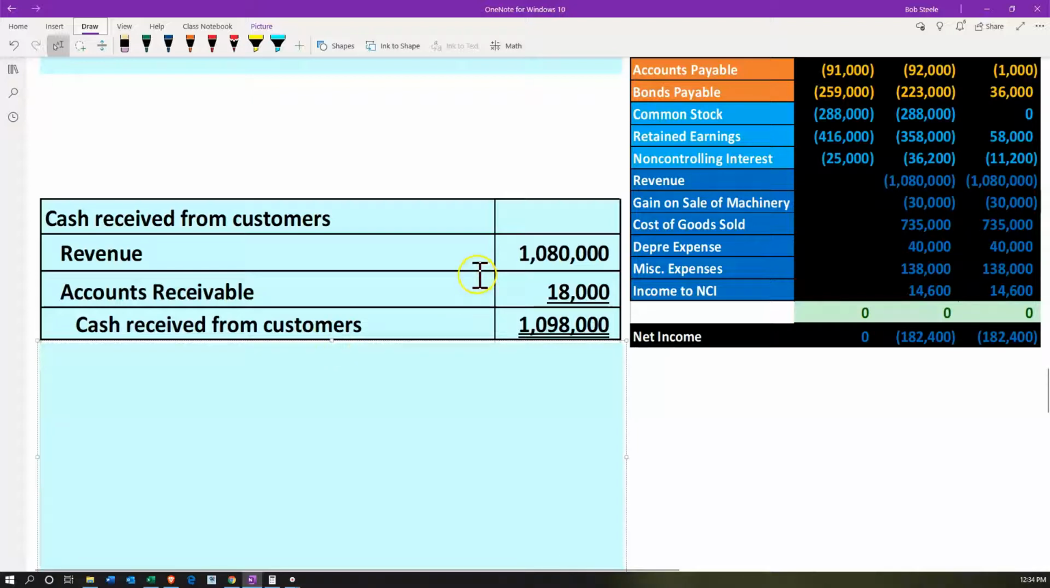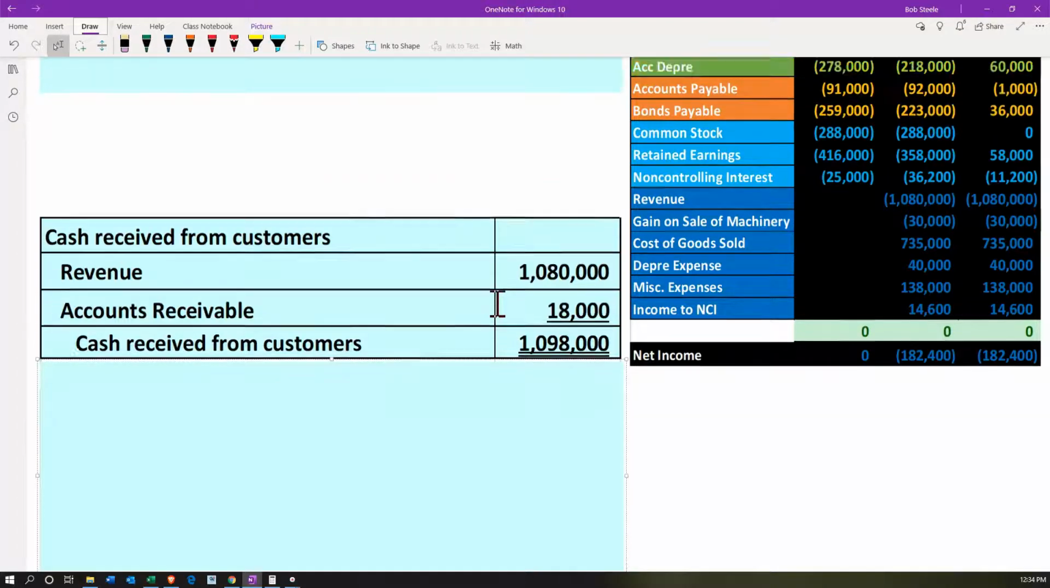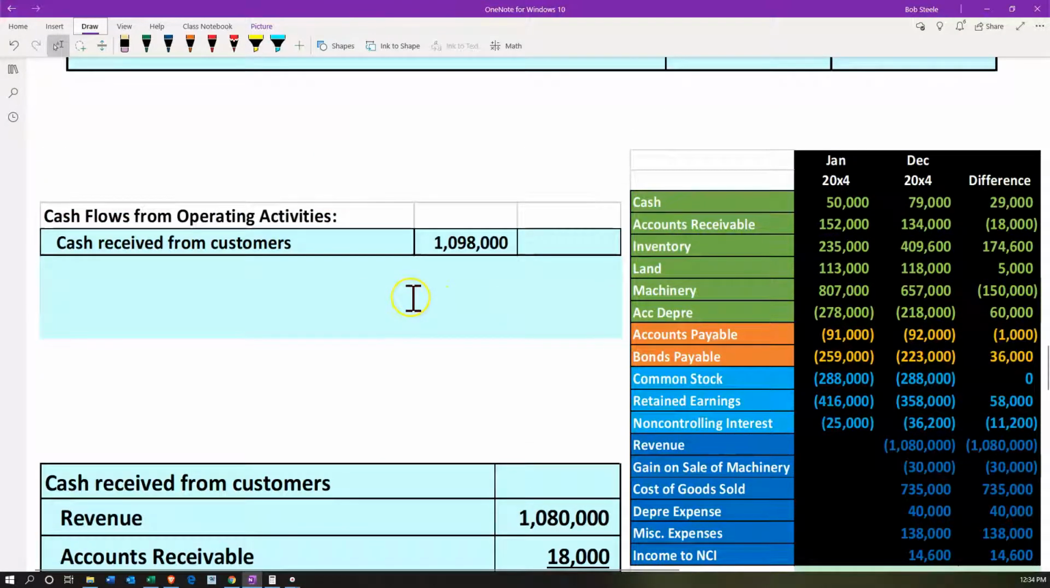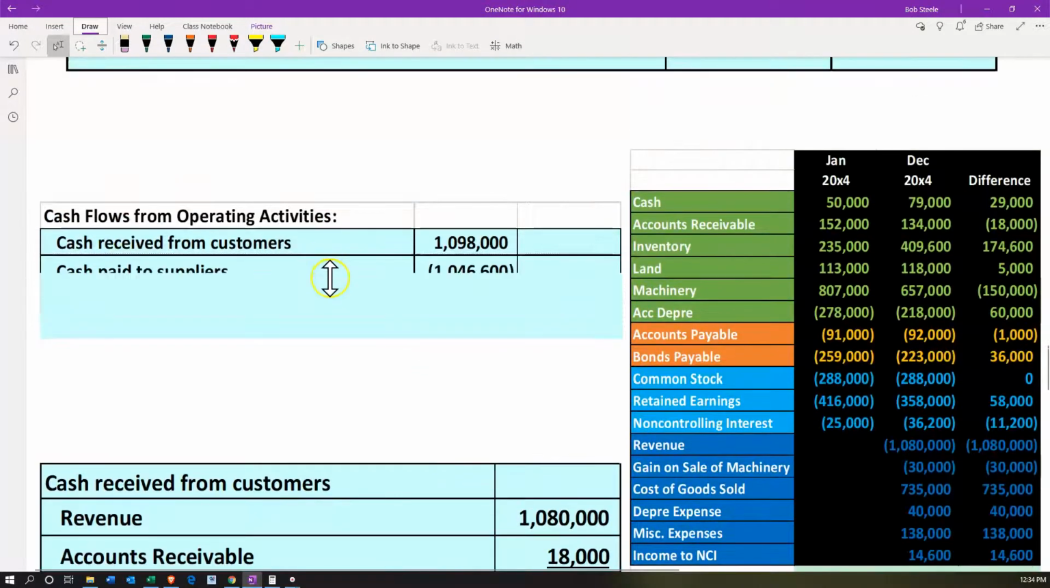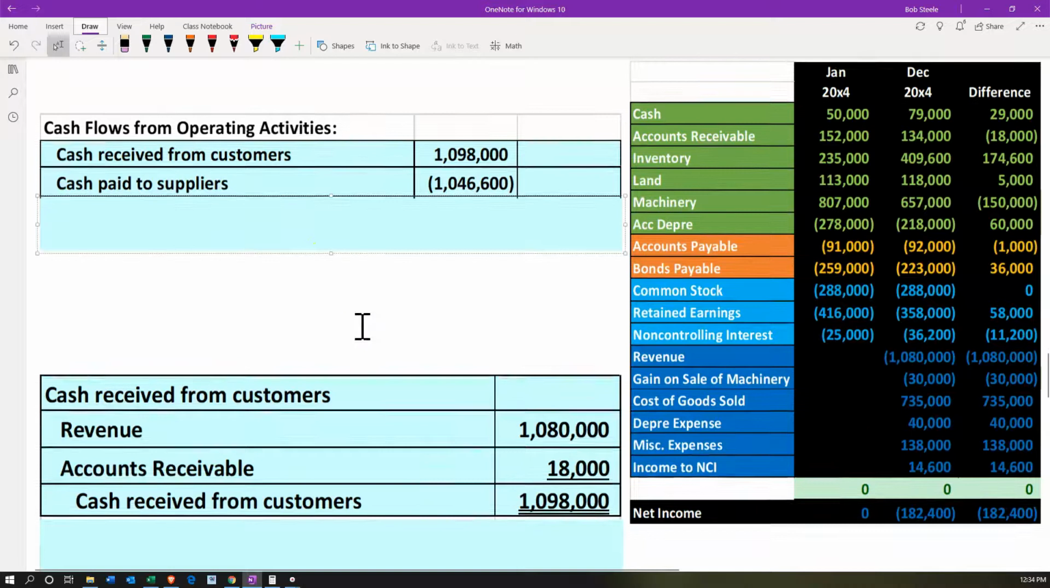Again, I'm not going to spend a whole lot of time on why we're adding or subtracting. We could spend a lot of time thinking about this and actually how this puts together, and it's a good practice to do so. If you want to look into that more, you can get into our course on cash flow statements here. But we're going to say that that's going to be the 1,098,000. So there's the 1,098,000. Then we're going to say cash paid to suppliers.